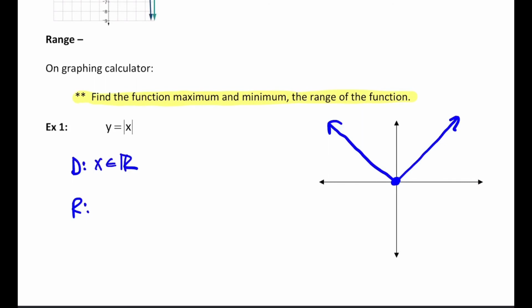You could also determine that by looking here and saying, well, hey, I don't have a square root, and it's not part of a fraction, so it's going to be all the reals. All right, next, the range will be the set of y values. So if you notice, the y values have a lowest point, and that's going to be 0, and then it could be anything above that. All right, so my range is going to be y is greater than or equal to 0.